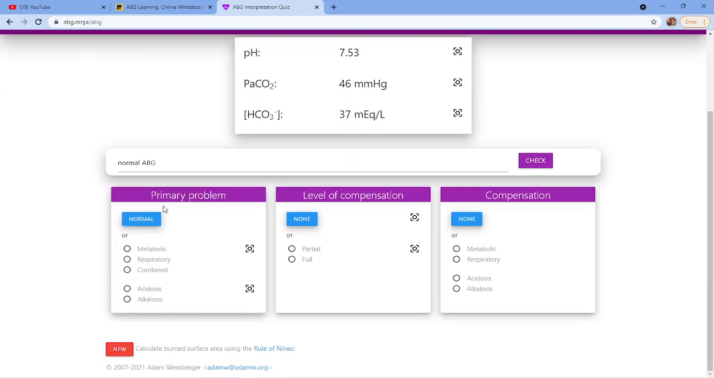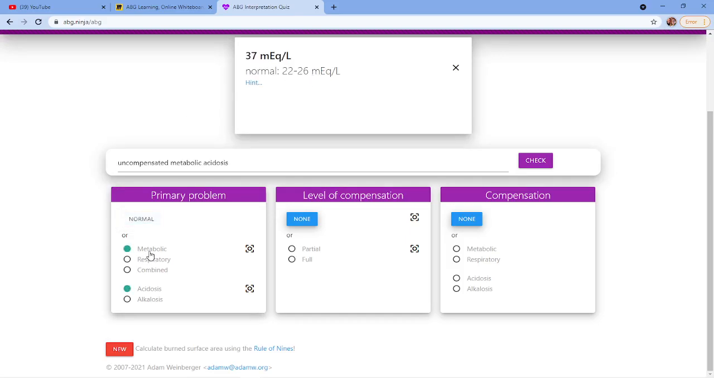So right now, primary problem. Is it normal? Well, our pH, is that normal? No. So we know it's not normal. Which one of these is incredibly off? We know that the bicarb is way off. It's way higher. So we're going to go with that's metabolic, because that's kidneys, right? It's not the lungs. It's not respiratory.